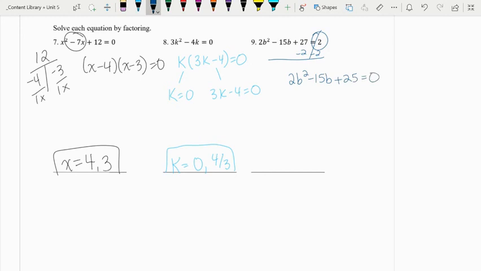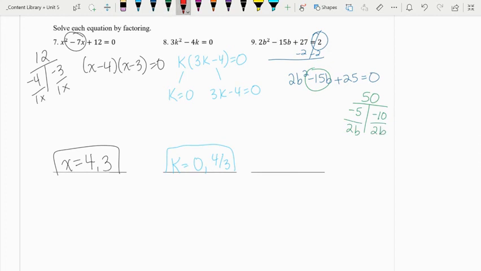Now again, we have 3 terms, so that means we are doing our t-chart. First times last is 50. To get a positive 50 and then add to negative 15, it would be negative 5 and negative 10. And we have our 2b in our denominator.